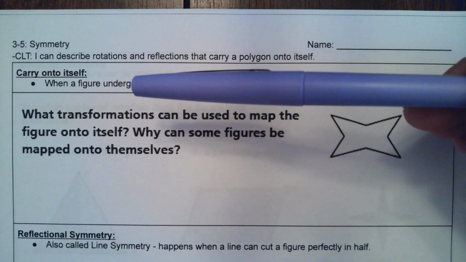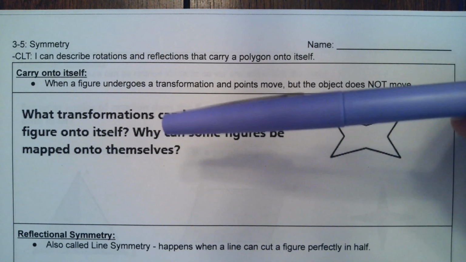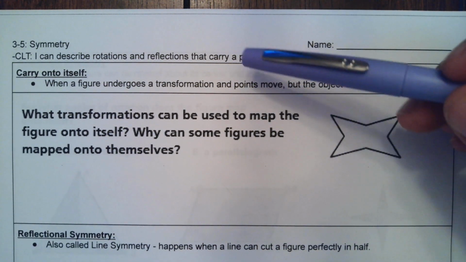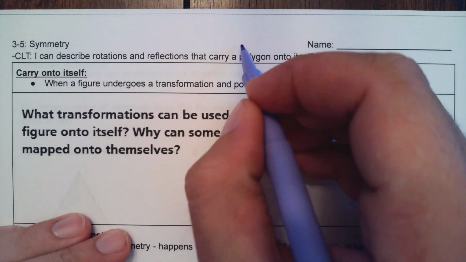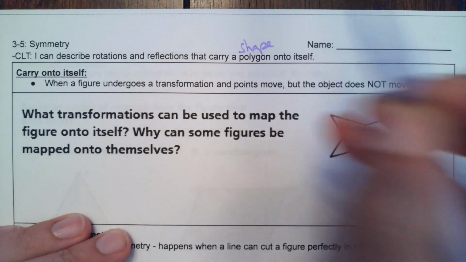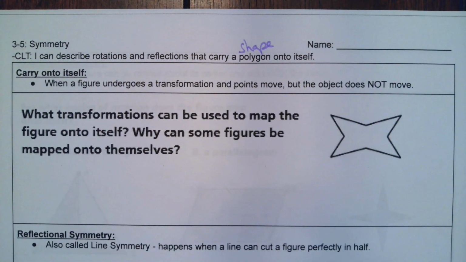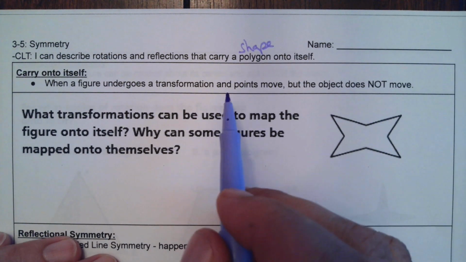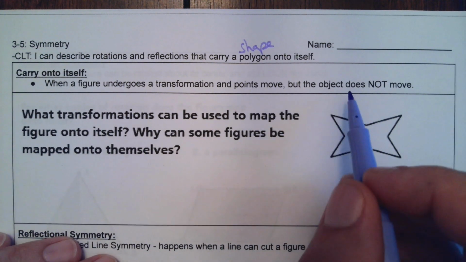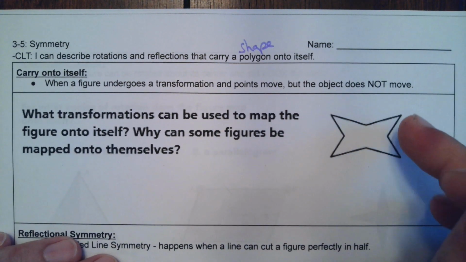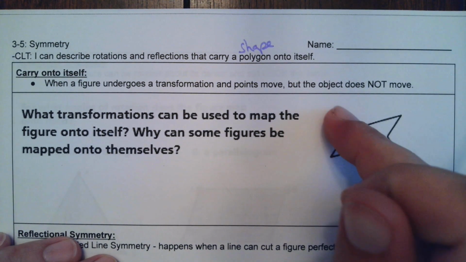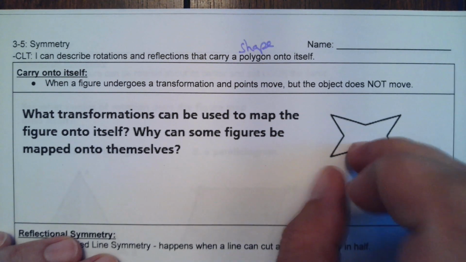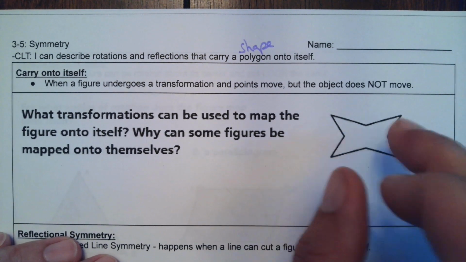It's about symmetry, and your clear learning target is I can describe rotations and reflections that carry a polygon onto itself. Now just know a polygon just means a shape, okay? So any shape. Carry onto itself when a figure undergoes a transformation and the points move but the object does not move. So what it means is like this point can go here, this point can go there, we can rotate it, but the shape itself never moves.